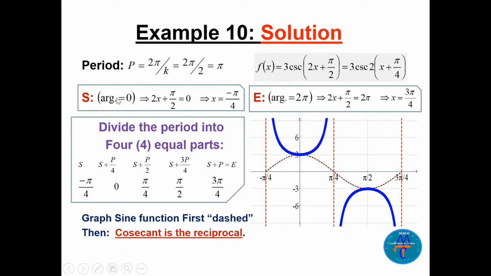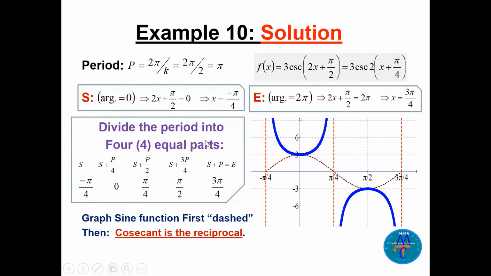So let's take the argument equal to 0 to find where the period starts. Put the argument here, 2x plus pi over 2 is equal to 0. X will be minus pi over 4. That's the first vertical asymptote. Take the argument equal to 2 pi: 2x plus pi over 2 is equal to 2 pi. X will be 3 pi over 4. This is where the period ends.